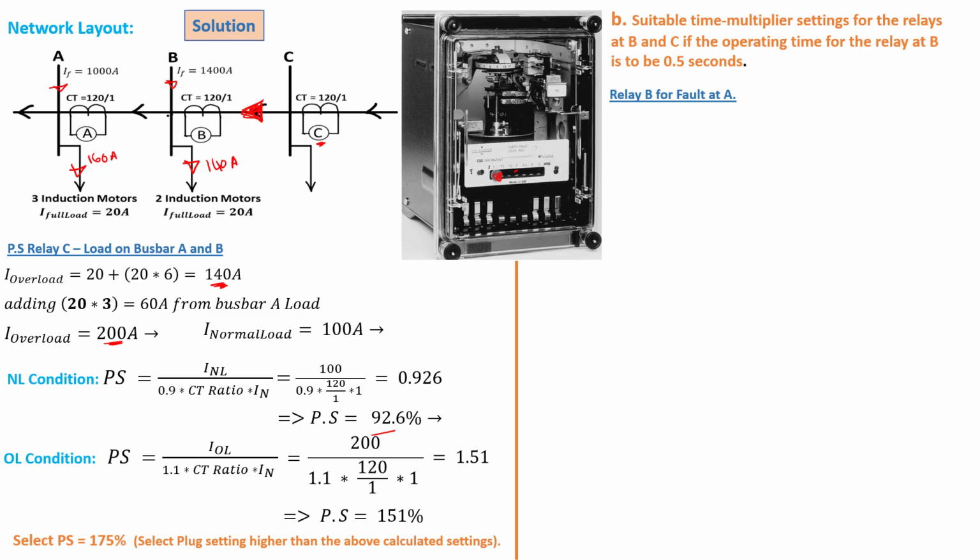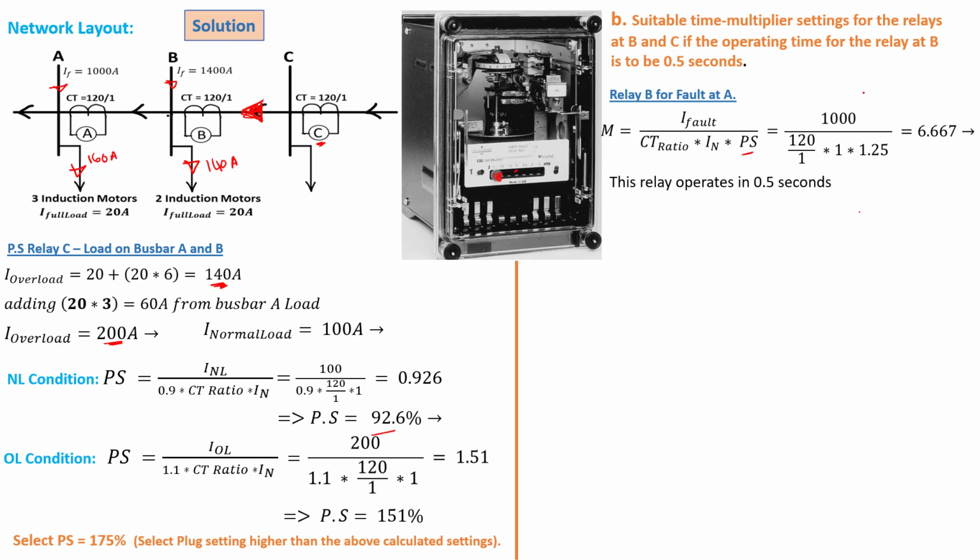So this basically means, relay B for the fault at A, we call this multiple of settings M, and that is equal to I fault divided by the CT ratio times IN times the plug settings. We already calculated the plug settings, so we can just go ahead and replace here. We know the fault current is 1000 amps, and with everything we have, we get an M of 6.667. We're going to use this multiple of settings to calculate TC, and then use TC to calculate our TMS, which is actual TA divided by TC.